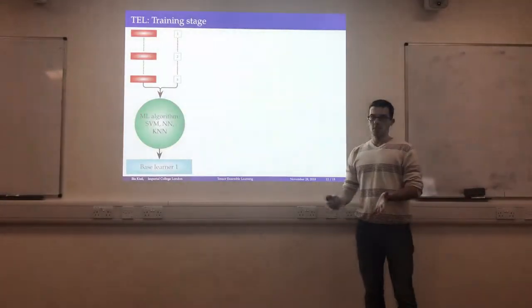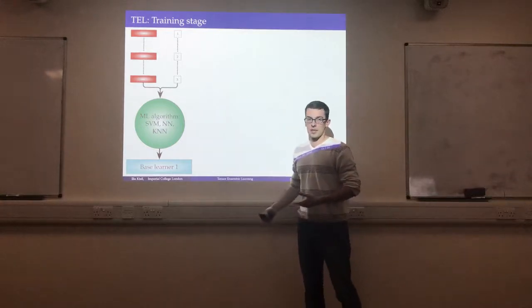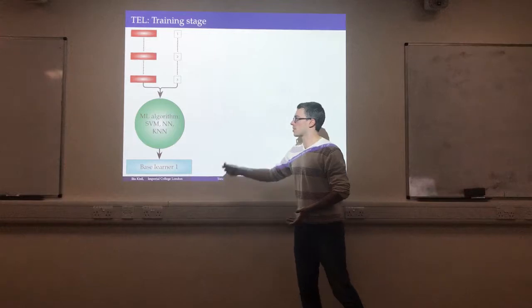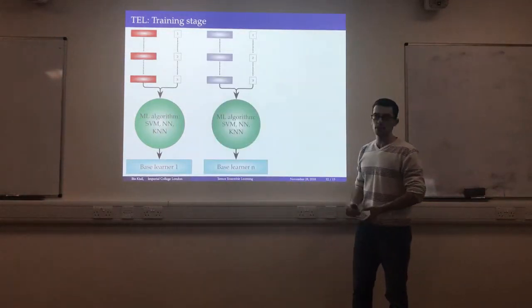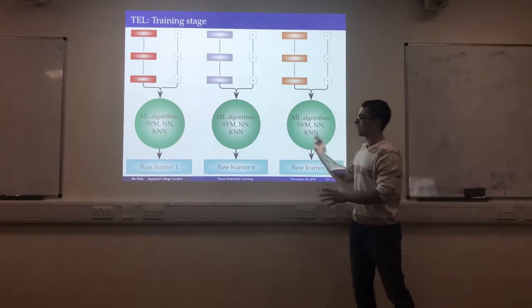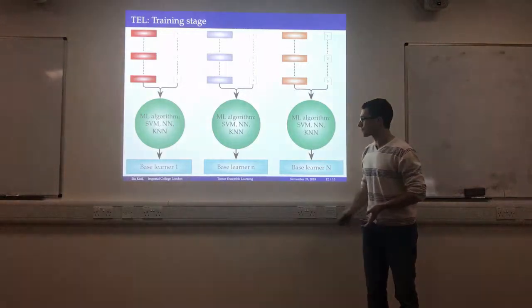Then it is a train stage where you use those obtained train sets and train a particular machine learning algorithm such as support vector machine, k-nearest neighbors, or any other. And again, all these algorithms get trained separately from each other.